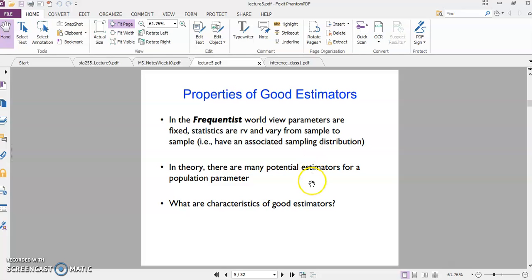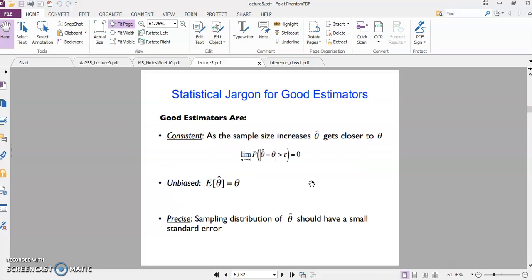In theory, there are many potential estimators for a population parameter. So you will have so many estimators for a population parameter. Those estimators are identified by their characteristics. The characteristics decide whether the estimator is good or not. So now check the characteristics of a good estimator. The estimator needs to be consistent, unbiased as well as precise.